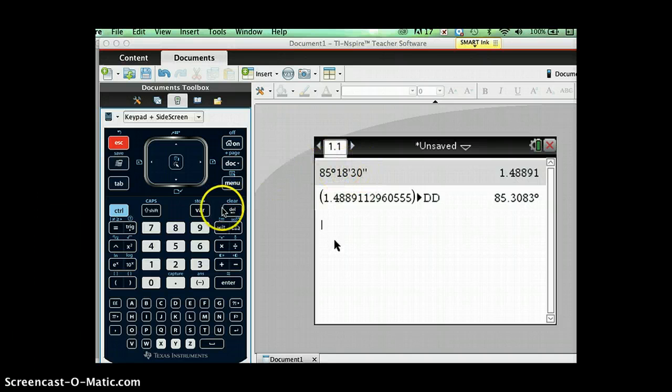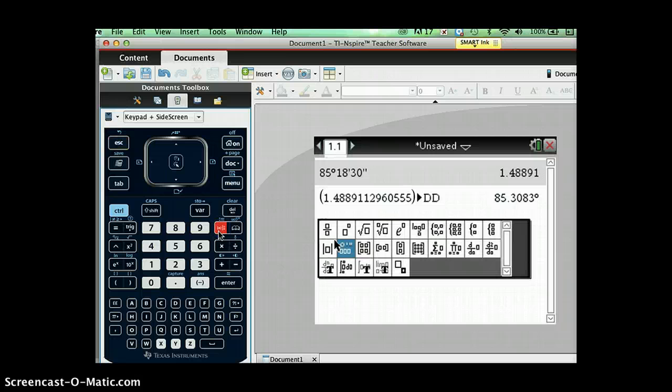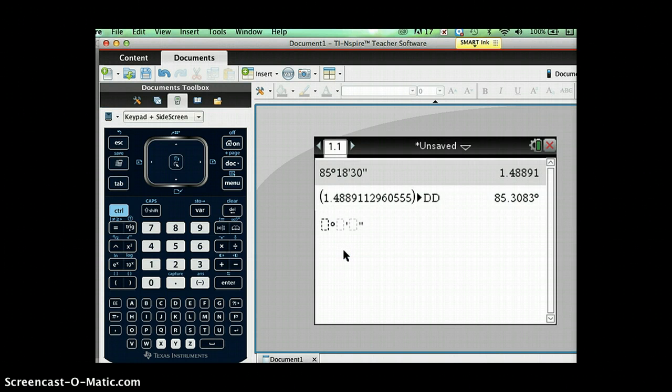So if you want to get this, what you do is you press the button between the 9 and the book. If you press that button, you see a little box with a degree, a little box with one tick mark that stands for minutes, and another little box with two tick marks that stands for seconds. So if you click on that, you can enter in 85 degrees, 18 minutes, 30 seconds. And if you hit enter, the answer you're given is in radians.